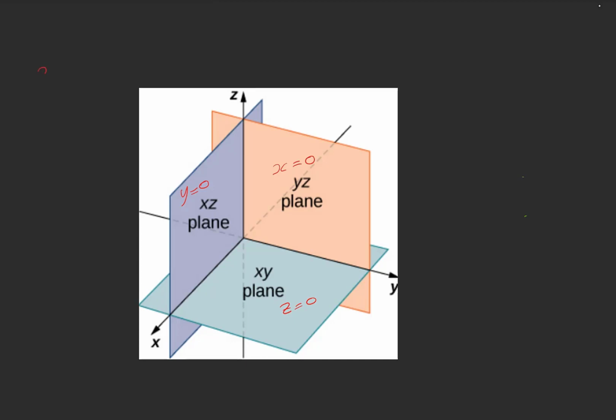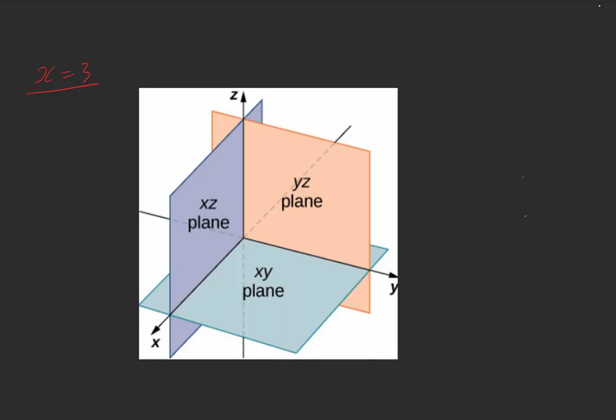Now think about x equals 3. What is x equals 3? In the 2D system, x equals 3 is a line. You already know it. But in the 3D system, is it a line? No. In the 3D system, x equals 3 is a plane.